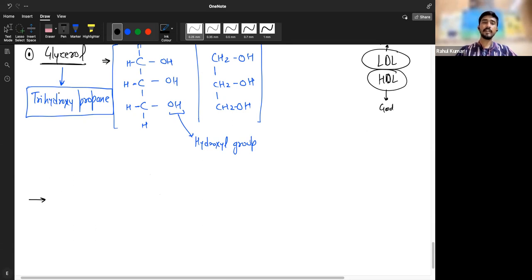So if both glycerol and fatty acid are present together, then we call it either fats or oils. You know what is the difference between fats and oils? What is a fat and what is an oil? In both fats and oils, glycerol and fatty acids are present together, and in both of these it is esterified. The fatty acid is esterified by the glycerol. But what is the difference between fats and oil?